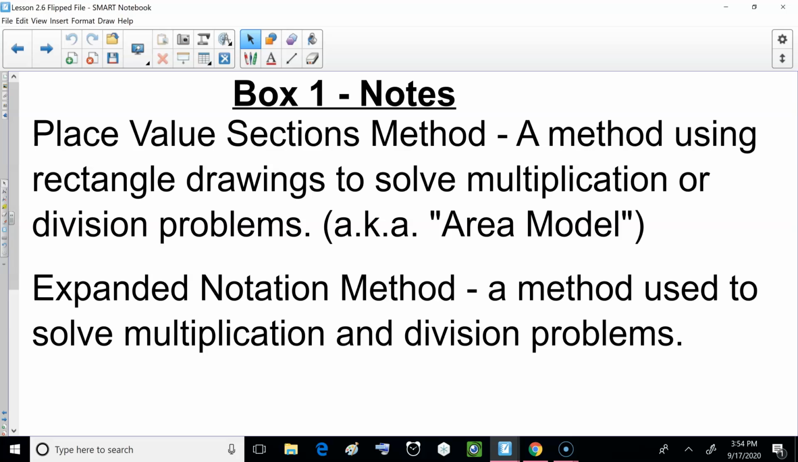There's also another way, the expanded notation method. We've heard about expanded notation when we add numbers and we break numbers apart. Now we're going to see how we can do that in our multiplication problem without necessarily using the rectangle. So you can pause this right now. You can write down these notes so we're ready to see some examples.